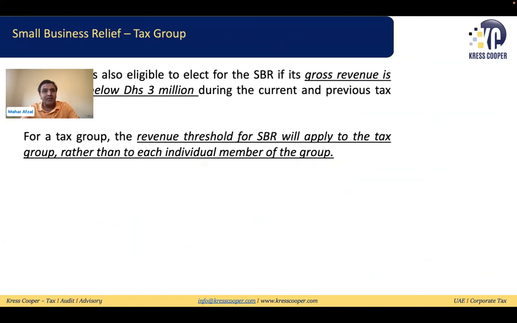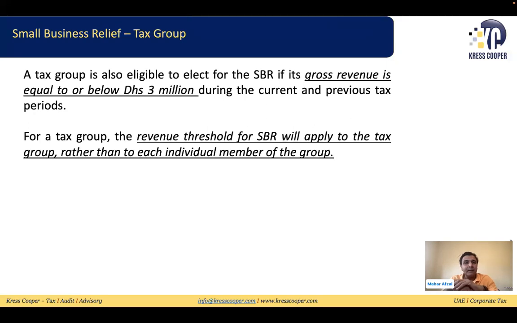This small business relief can be applicable on tax groups as well. If there is a tax group with multiple entities, then we need to consolidate and look into the gross revenue of the tax group, and apply the criteria. The tax group will be considered one taxable person for corporate tax law, and this criteria will be applicable on an overall basis on the tax group.